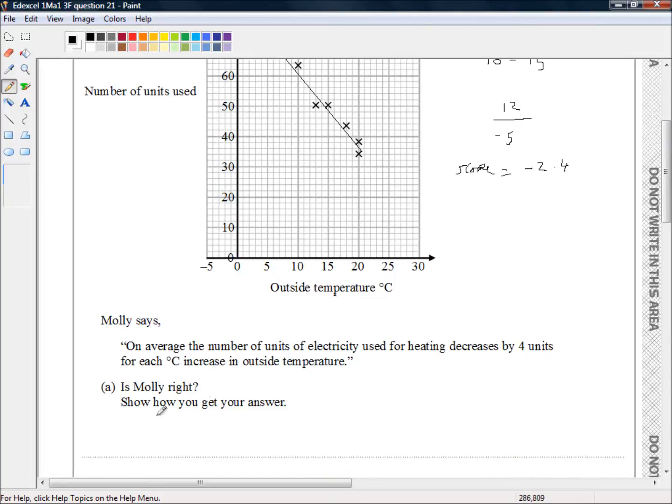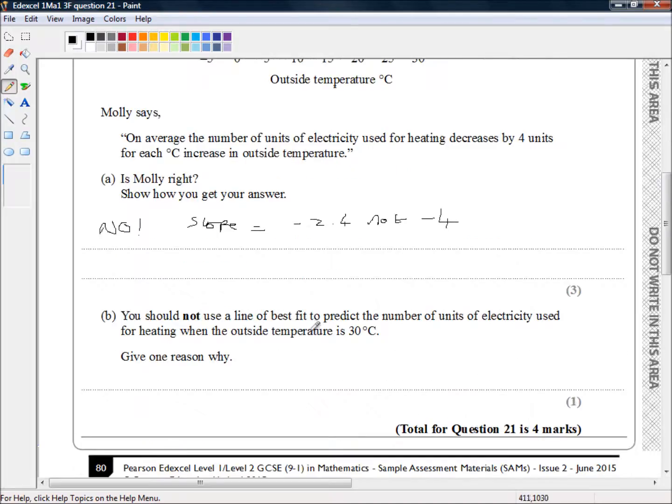So Molly is wrong, and I'll just put slope equals negative 2.4 as my reason why. I'll put not 4 or not negative 4. Okay, so that's part A.